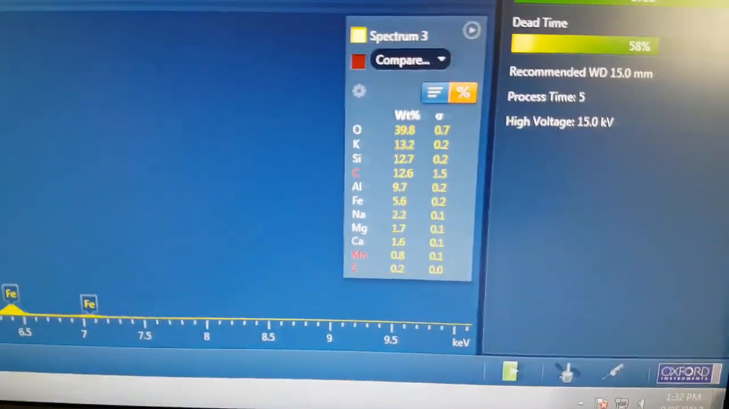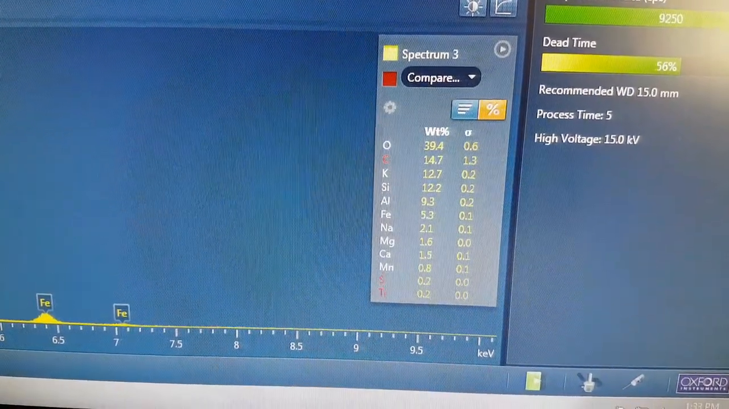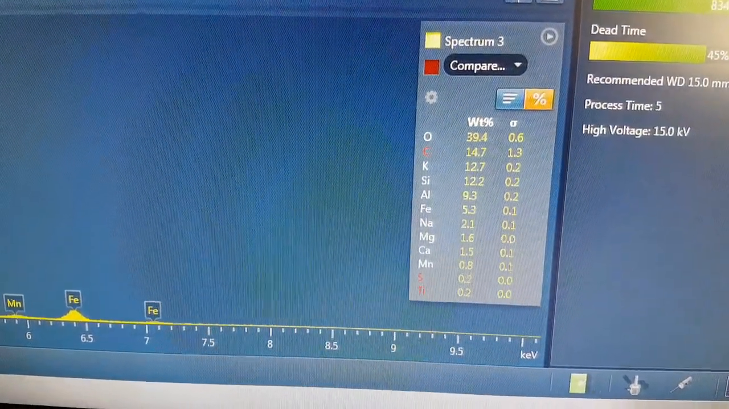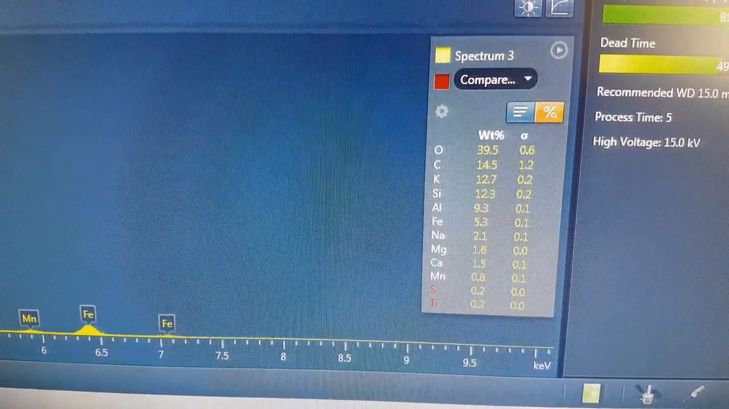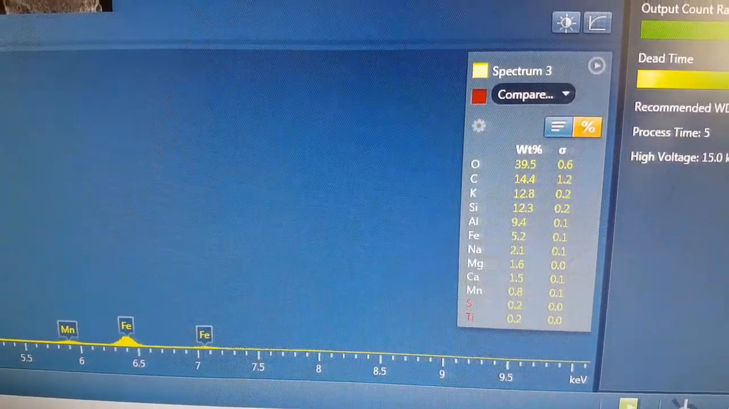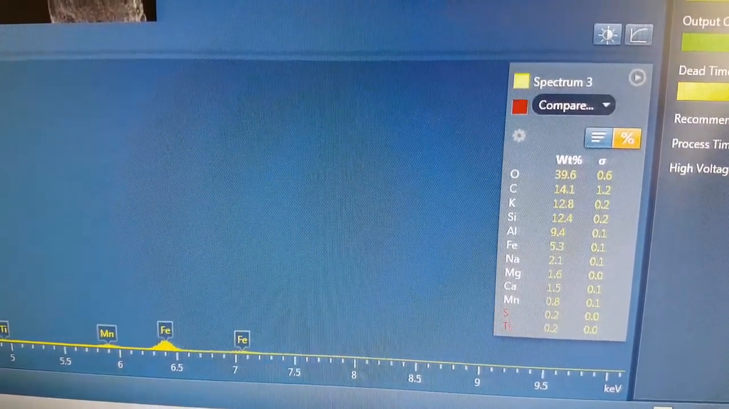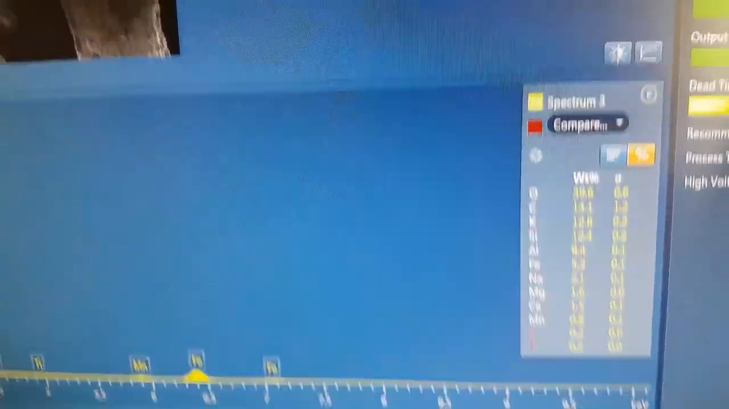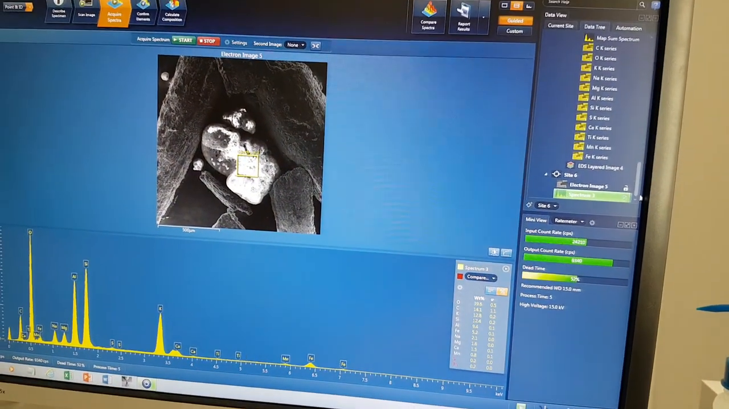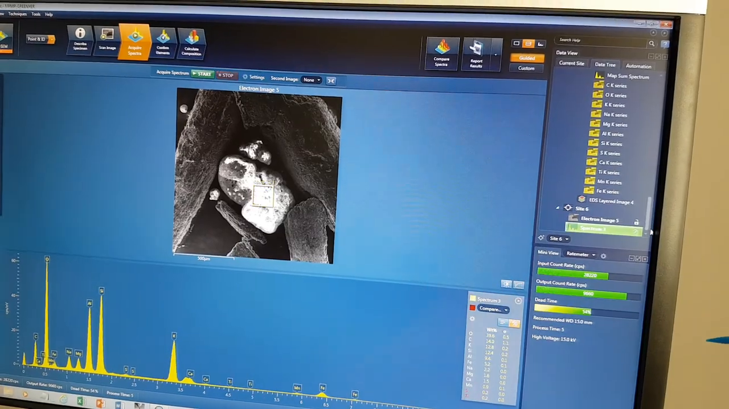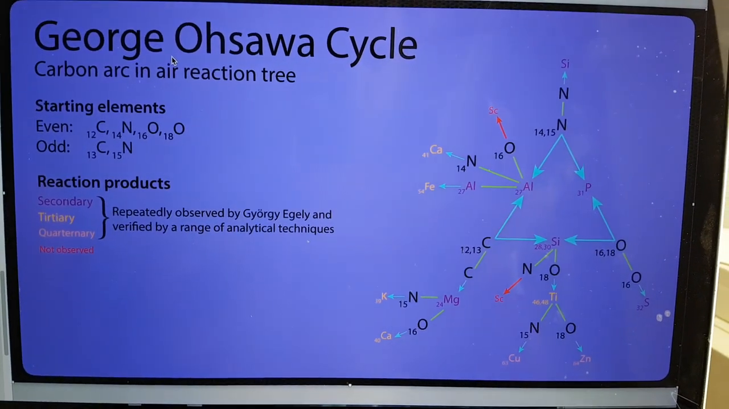But like I say, I mean, potassium was first isolated from wood, but in this case, it really comes down to having the pure carbon in there and seeing what that does. But today does bode well for a live proof of the George Joshua cycle.